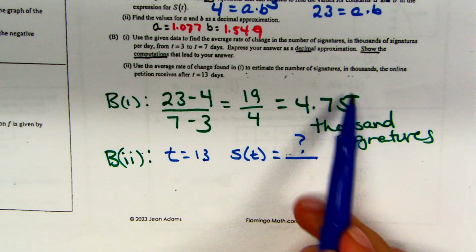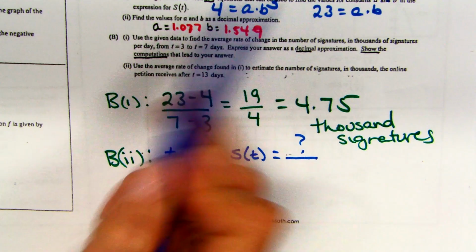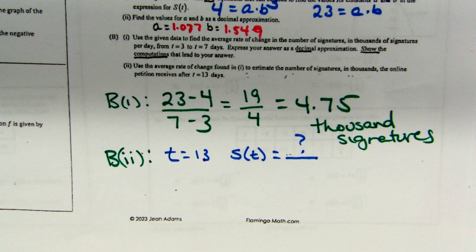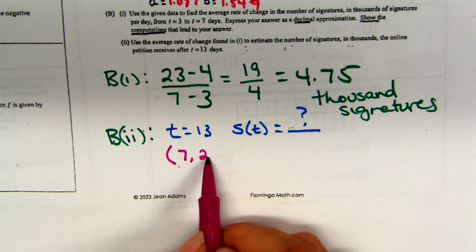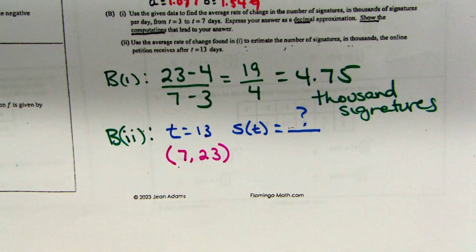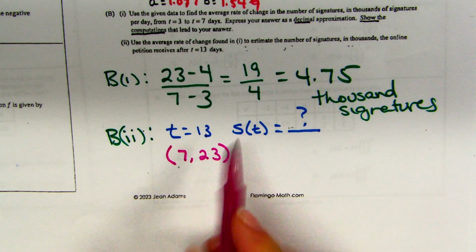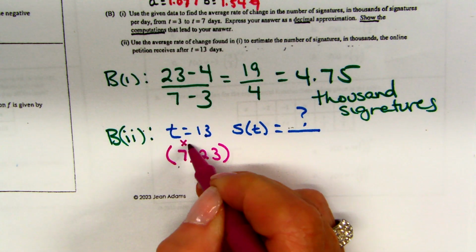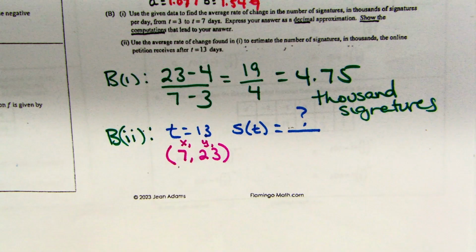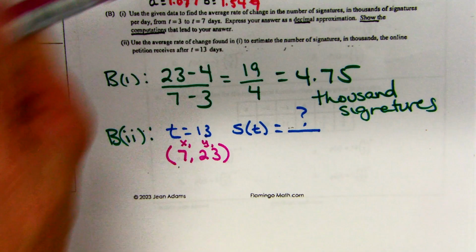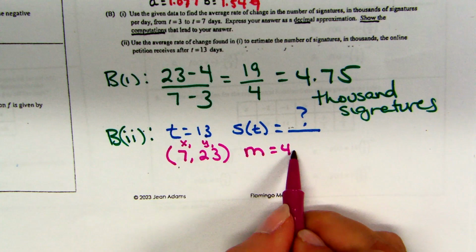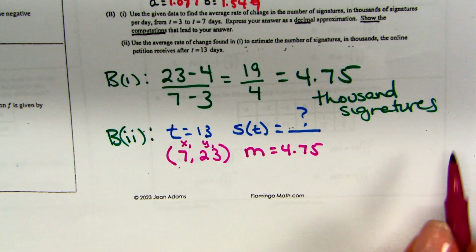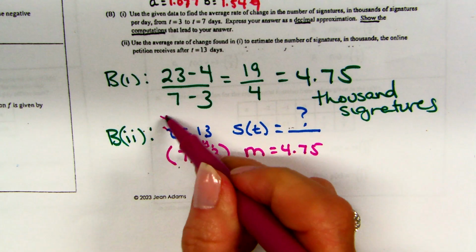We're going to use this slope in either one of these points and plug into point slope form. Guys, stay with me. I'm going to use the bigger point, but you can use either one. You'll get the same answer. So 7, 23, this is going to be a point that I plug into point slope form. X sub 1, Y sub 1. That was given to us. Okay? The slope, we just found it, is 4.75. And don't forget, guys, t is an x value, right?